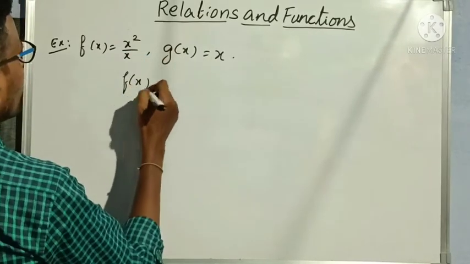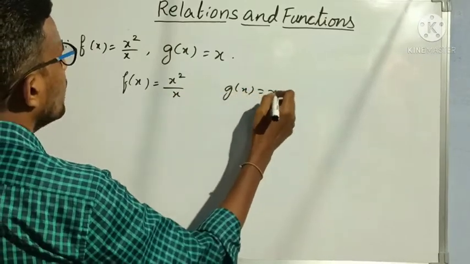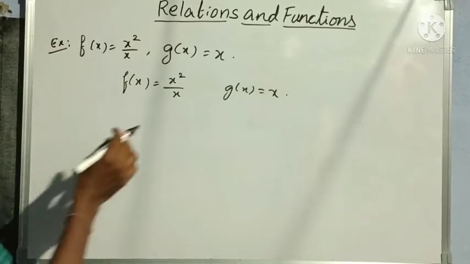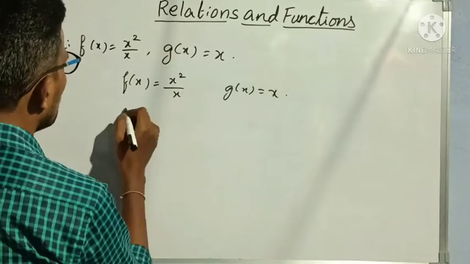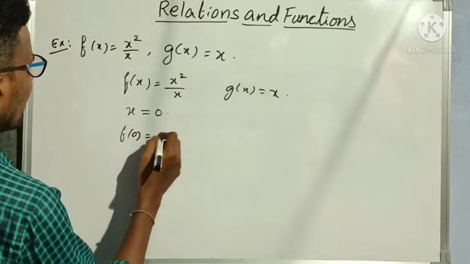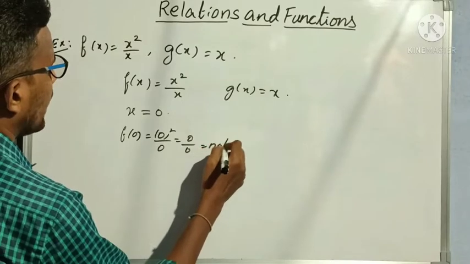So f of x is equal to x square by x. This is my first function, and g of x is equal to x. This is my second function. Clearly, if I take the x value 0, then I am getting f of 0 equal to 0 whole square by 0, that is 0 by 0 form, which is not defined.